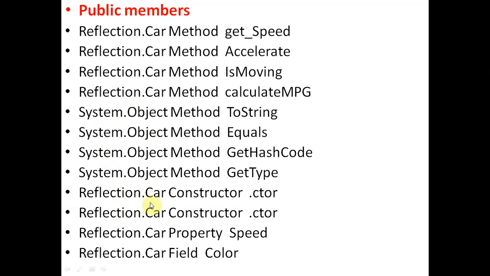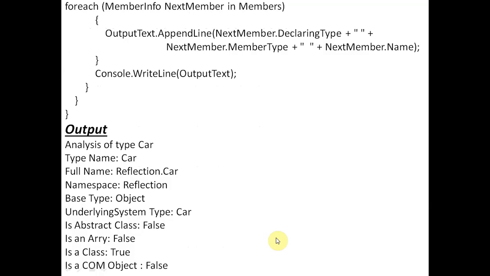And then in reflection dot car, we are using two constructors, the property speed, and the field color. So it will return all the values accordingly. By running this, we will display all the members and methods of the car class. So this is all about reflection.